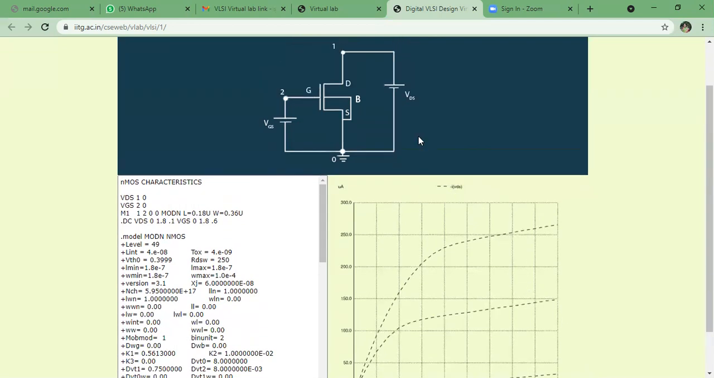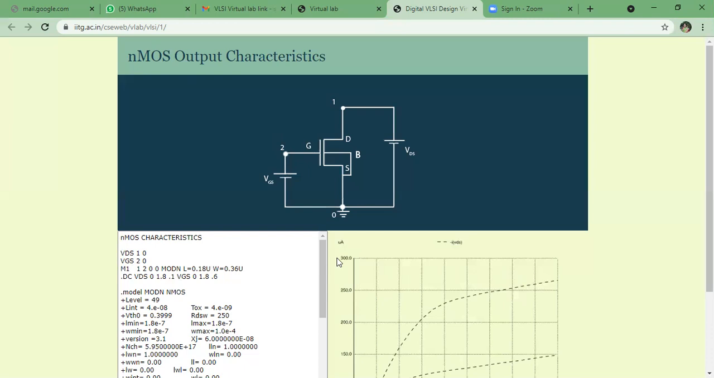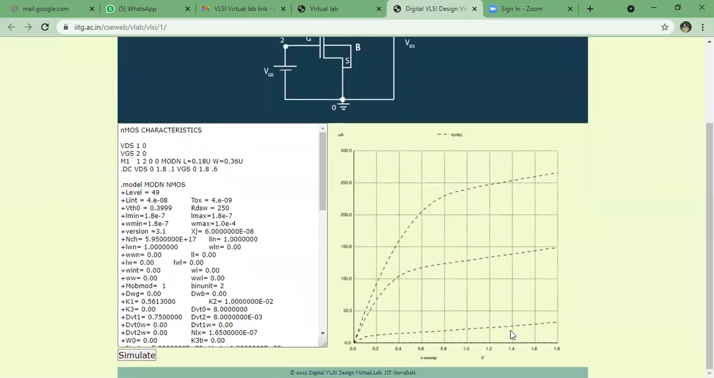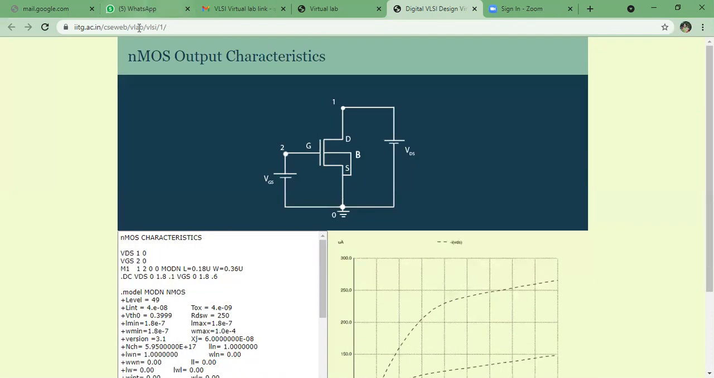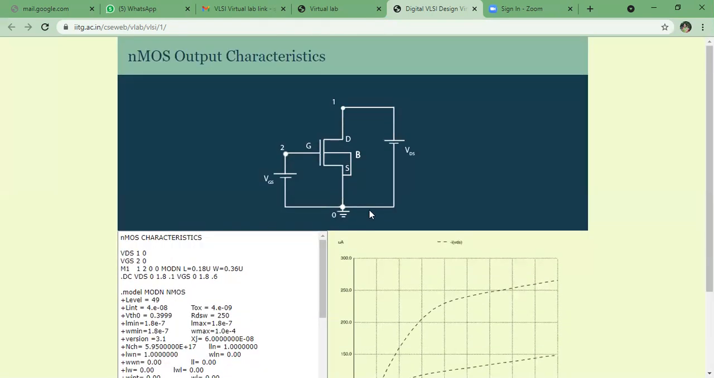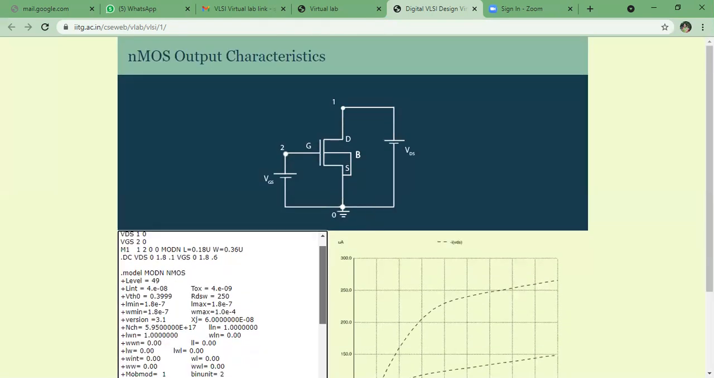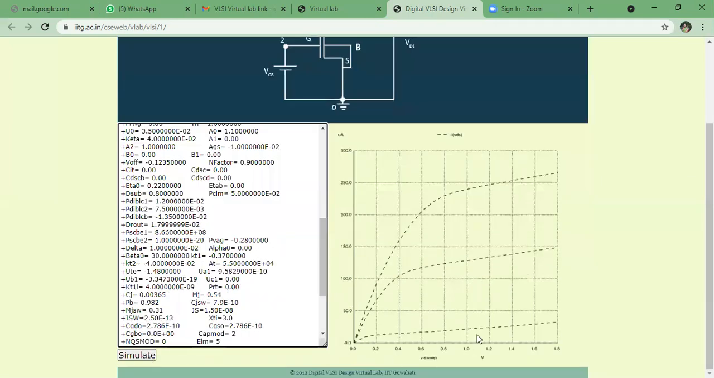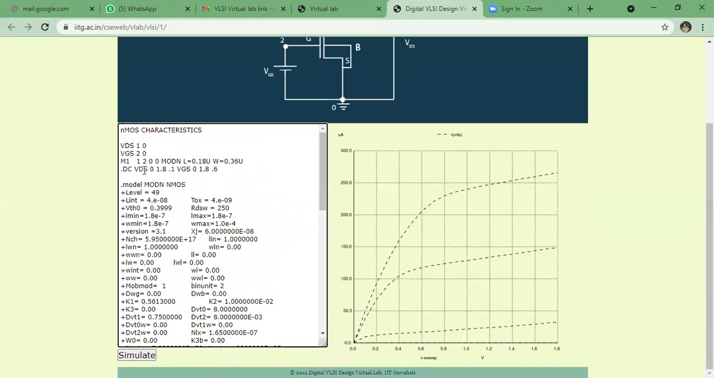Now let's go back and simulate the other one. So this is the practical in which we can change the voltage levels here and see the change in the graph.